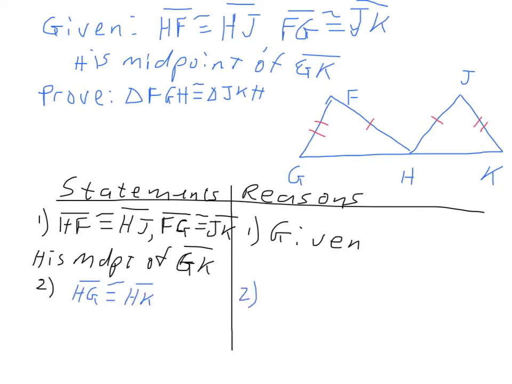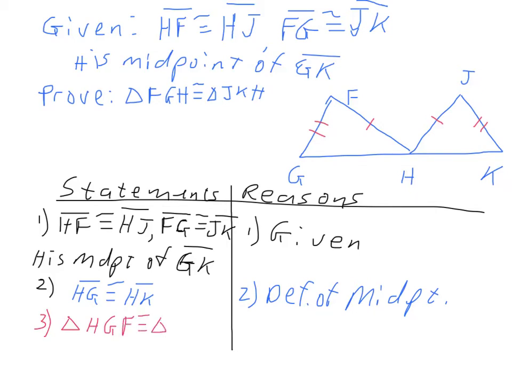Since H is the midpoint of segment GK, you can say HG is congruent to segment HK. But why can you say that? The reason is definition of midpoint. Now, for the final step, you can say your triangles are congruent. Triangle, if I call it triangle HGF, then I would have to call the second triangle HKJ. Why are they congruent? By side, side, side.